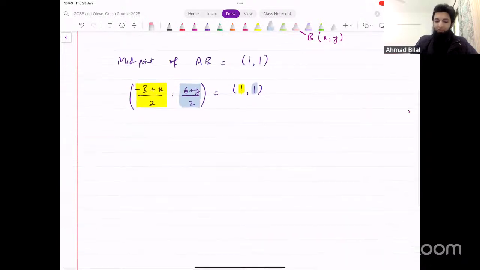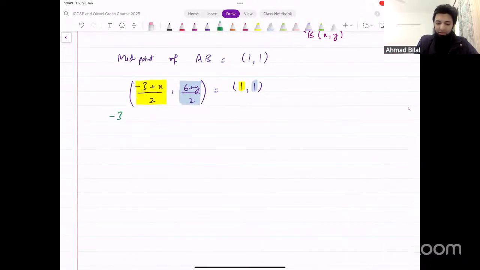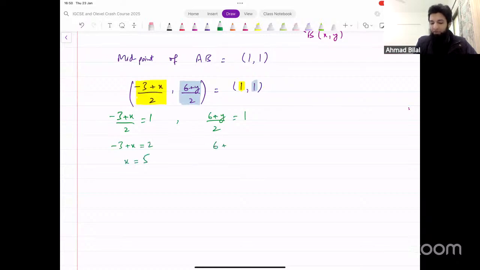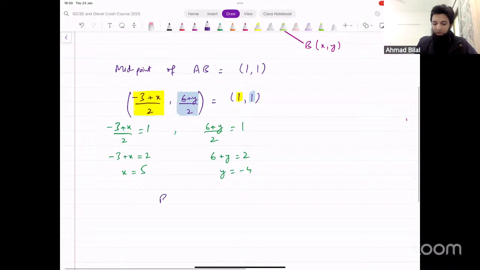And from that, we get two equations. We get minus 3 plus x divided by 2 equal to 1, and 6 plus y divided by 2 equal to 1. And now we find the values of x and y from this. Multiply 2 on the other side, and that will give you minus 3 plus x equal to 2, x equal to 5. From the other equation, you get 6 plus y equal to 2, y equal to minus 4. And that means that the coordinates of the point B are 5 and negative 4.